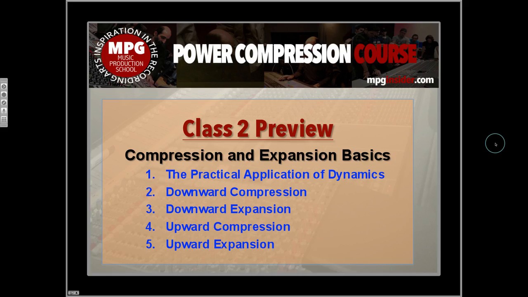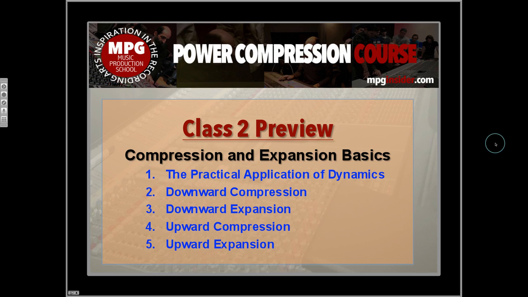So in class number 2, we're going to cover compression and expansion basics. This is where we're going to get into more of the practical application of dynamics. We're going to take a look at downward compression techniques and downward expansion techniques. And as I said in class 1, this will get into just real simple practical uses for compression in a mix.